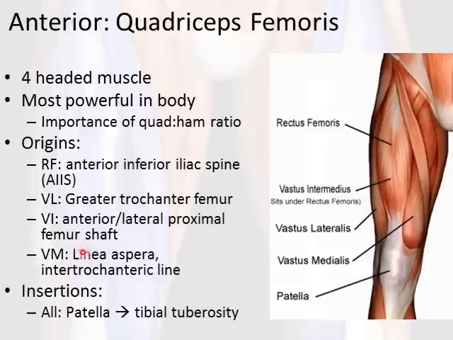Okay, so the other three all originate on the femur, and that's an important thing to note, because what that means is that these three, the vastus lateralis, vastus intermedius, and vastus medialis, only cross one joint, whereas this one, rectus femoris, crosses two joints because it goes over the hip. Okay, and then they all insert on the patella, and then that tendon goes through the patella because it's a sesamoid bone and connects to the tibial tuberosity to allow for knee extension.